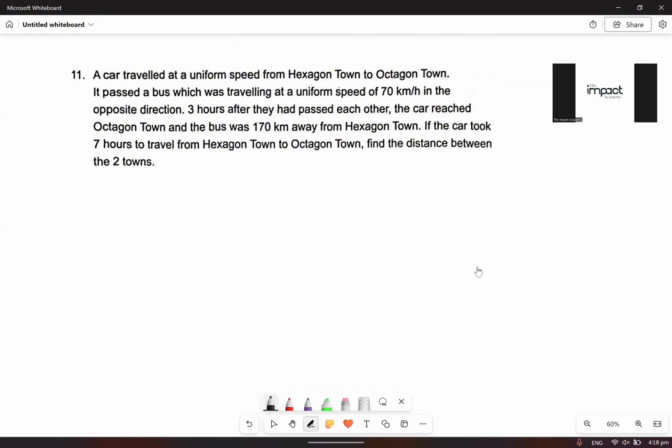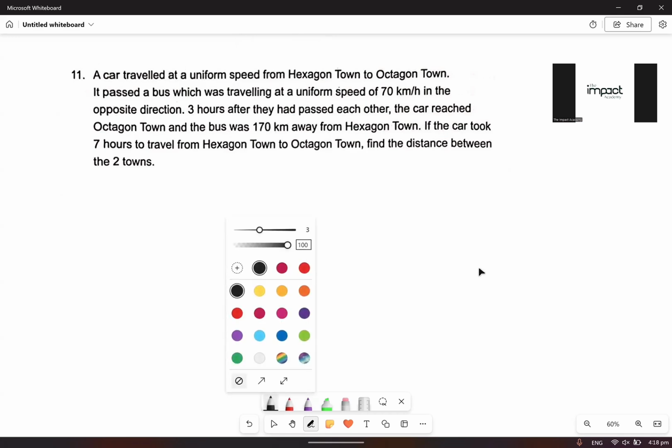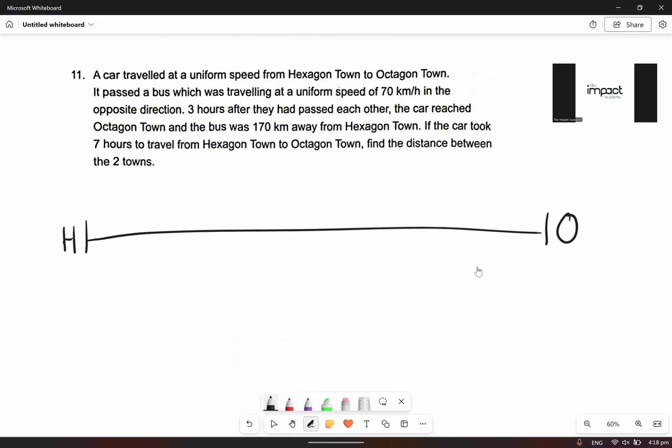A car traveled at a uniform speed. Uniform speed basically means that the speed is constant, always very constant, from Hexagon Town to Octagon Town. Okay, that's quite a funny name. So what we're going to do is draw a timeline first. Hexagon over here, Octagon over here. Make sense or don't make sense?